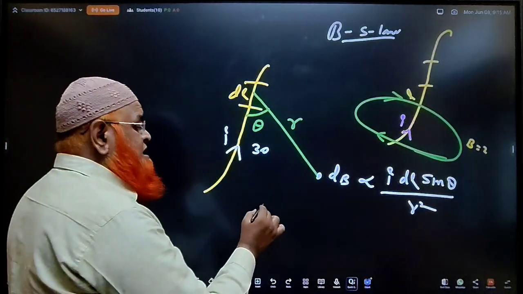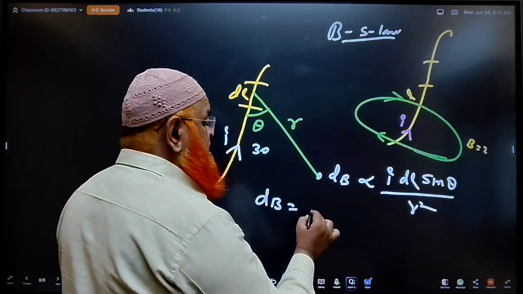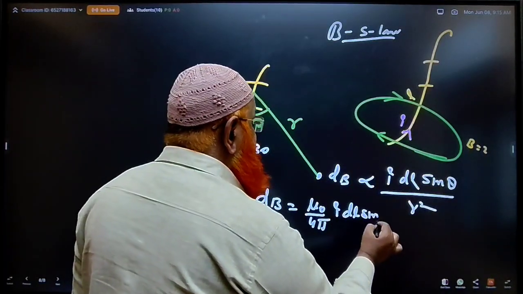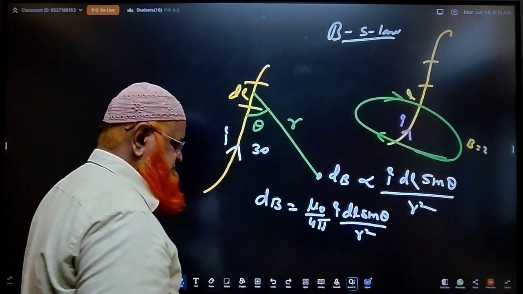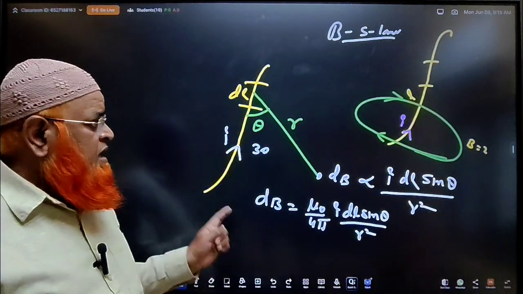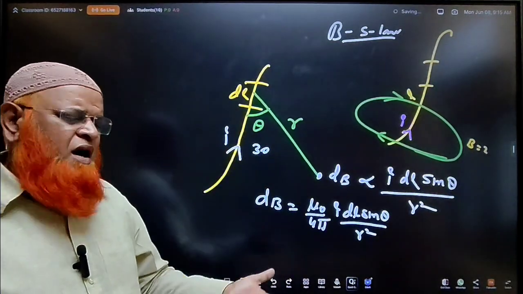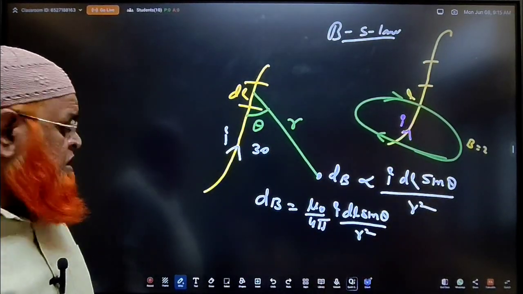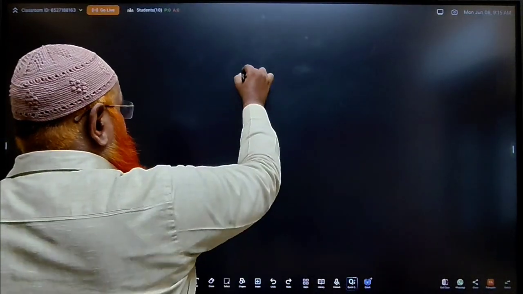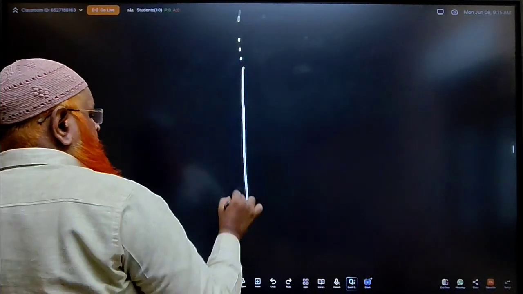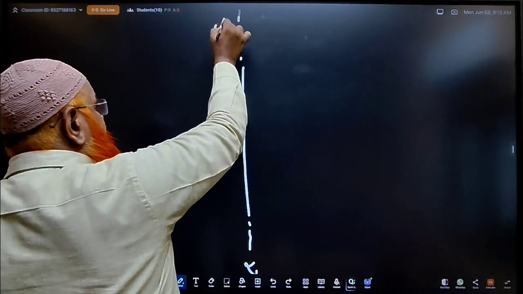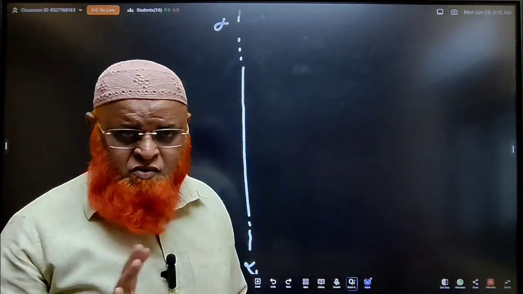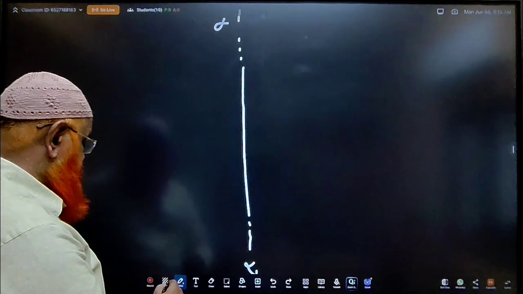If you join these and remove the proportionality, you finally get a constant: dB equals mu naught by 4 pi, I dl sine theta by r square. This is going to be the formula for a part of a wire. Now, what is the formula for an infinitely long wire? Downwards also infinity, upwards also infinity. I won't waste your time telling the derivation. It's a waste of time to explain the derivation.